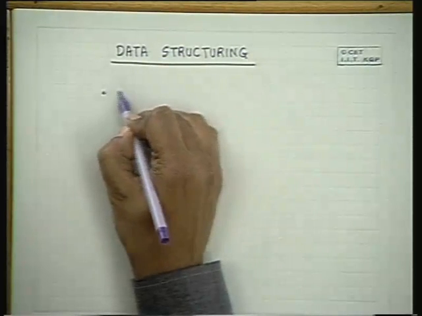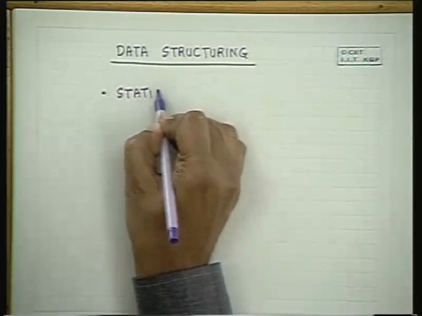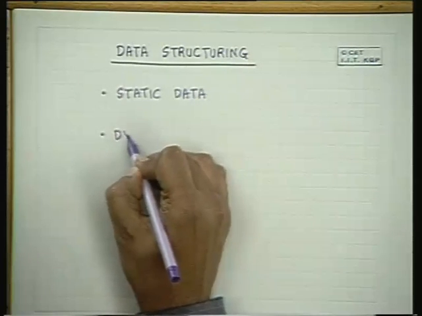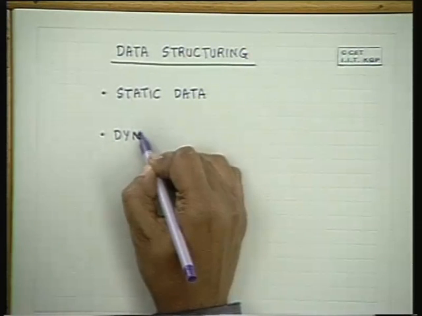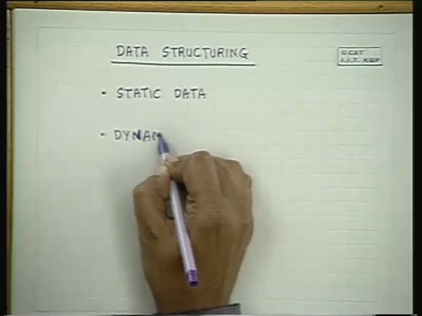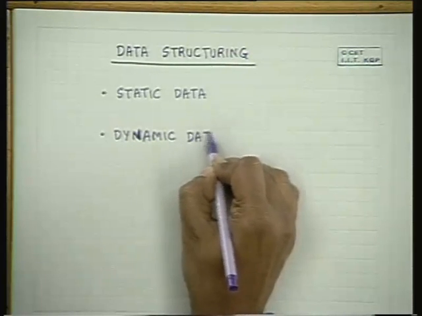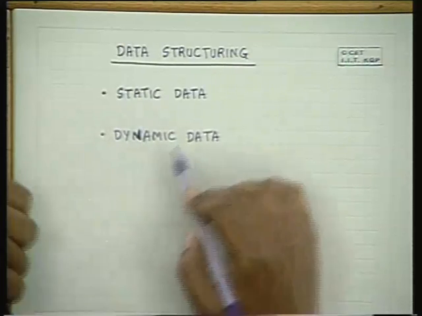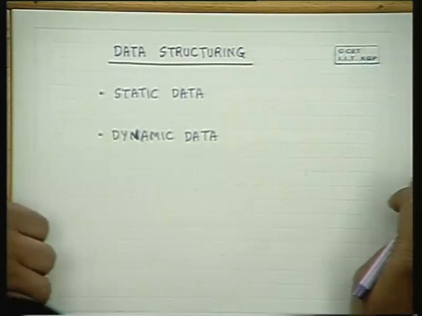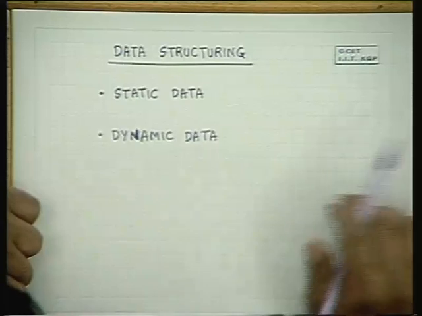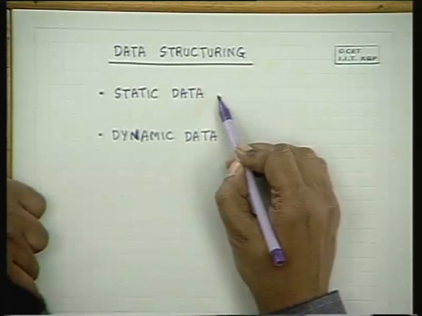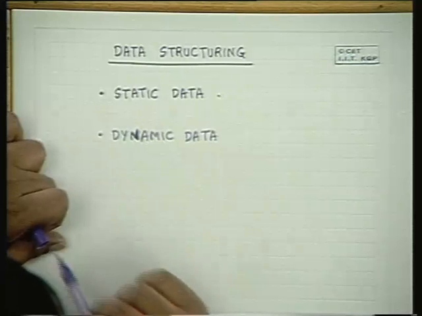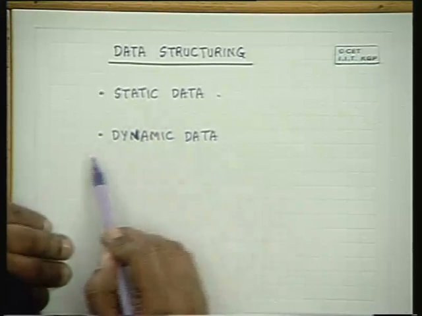One was static data, second was dynamic. Now storage, how will we store static data and how will we store dynamic data? And in order to store static data we saw that various structures are available. In dynamic data something has to be done. So there are two aspects here.